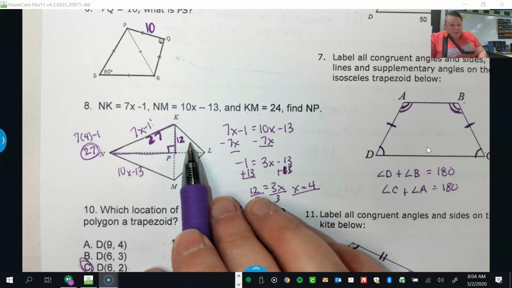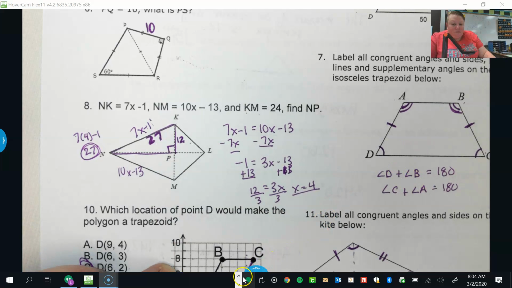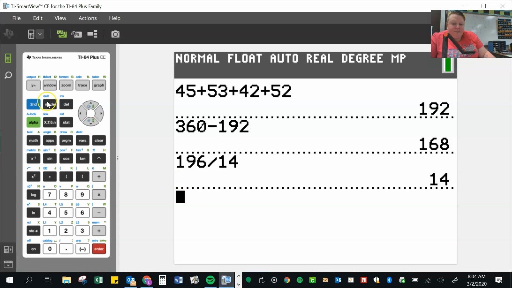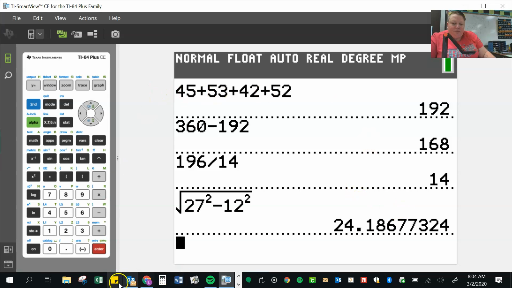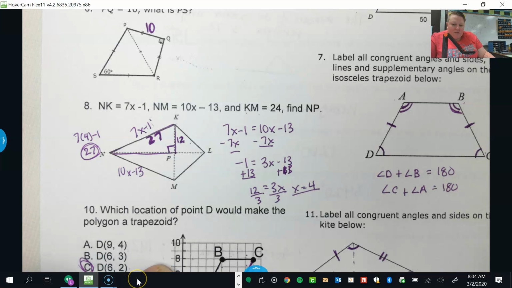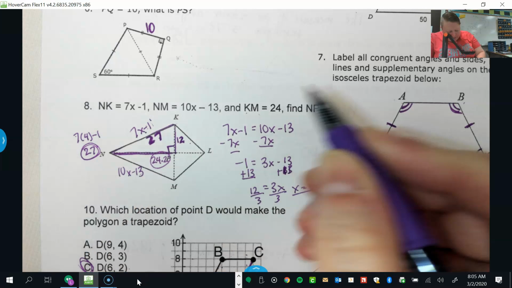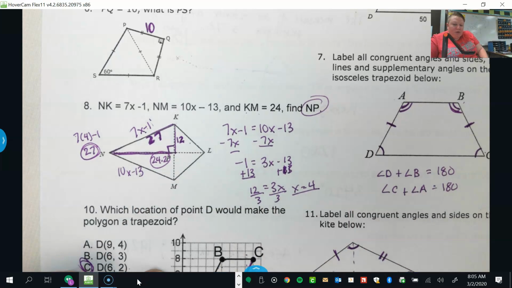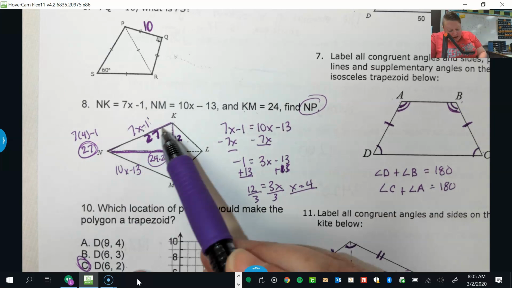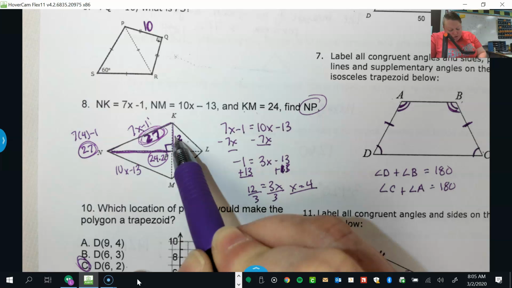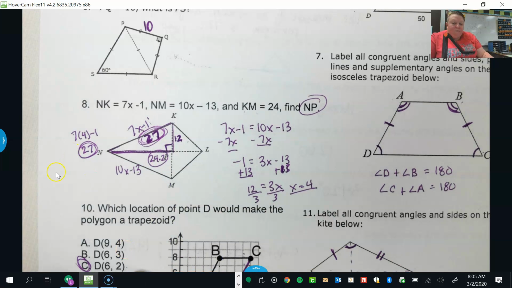So I'm going to do c squared minus a squared. So I'm going to go 27 squared minus 12 squared. 24.2. That's my answer. This MP is 24.2. Yeah, and that's what it asks for, NP. So what I did here was I solved for x so that I could find this side length so that I could use Pythagorean theorem to find this piece of the triangle.